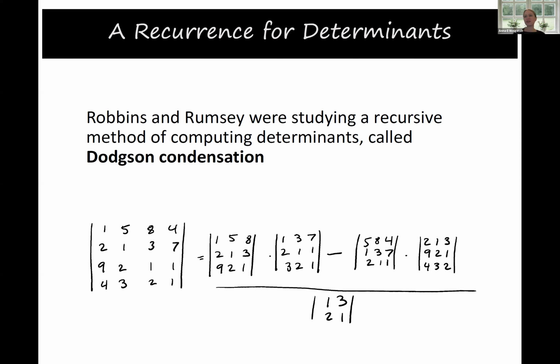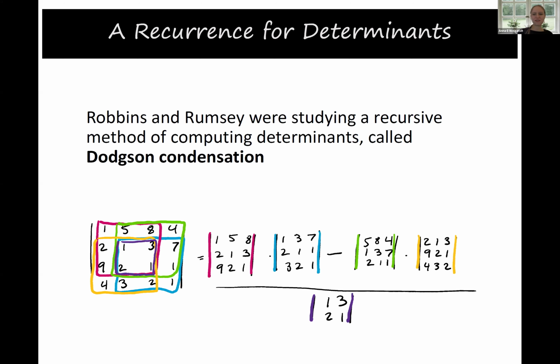So for this method of computing determinants, I drew some colored guides to help us understand what's going on. I'm not going to write out a definition, but the picture you should keep in mind is we look at these maximal n-1 by n-1 submatrices. We can take one in the northwest and multiply it by the one in the southeast. We subtract off what we get from these other corners. So we have reduced this to computing some smaller determinants. And then we also have to divide by the determinant of the interior stuff.